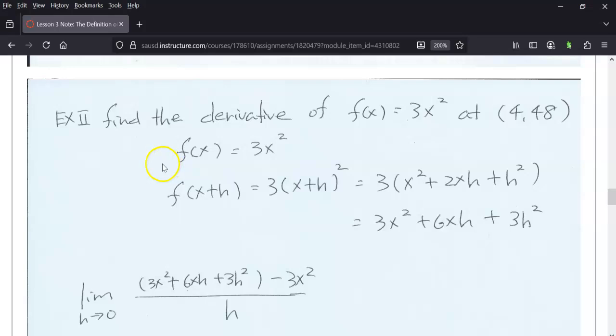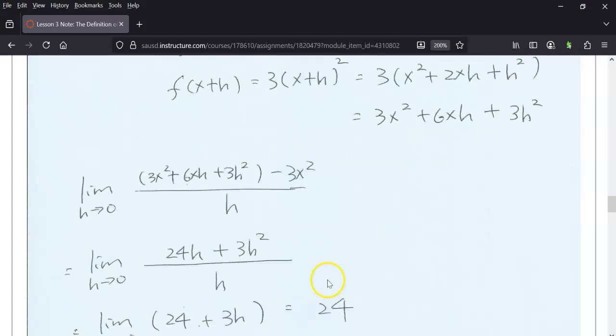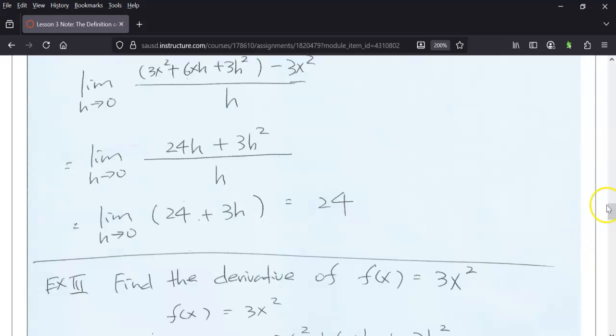So step 1, you have the original function. Step 2, you write a new function: let x equal x plus h, and expand it out. Now the third step, you put it in the definition: the limit as h approaches 0 of f of x plus h minus f of x, those are the two things here, over h. The rest of it is just simplifying using algebra.